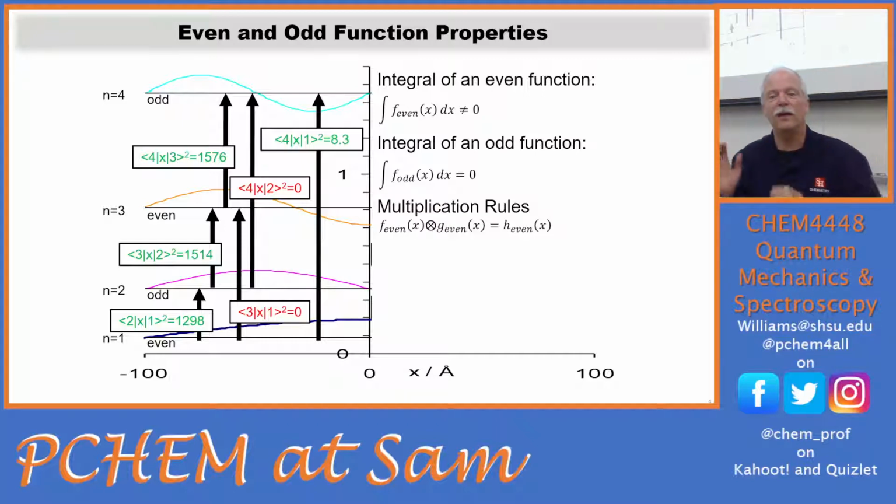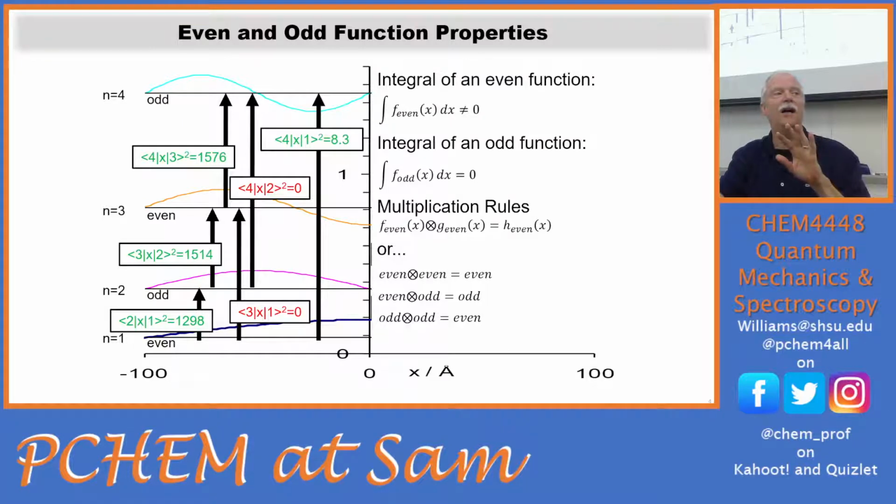And then we know the multiplication rules. So if I have a function times a function, if it's an even function times an even function, I know that the result is going to be even. And so we have these really 3 different rules. Even times even equals an even function. Even times an odd function equals an odd function. And then 2 odds will cancel each other out. So an odd function times another odd function will give you an even function.